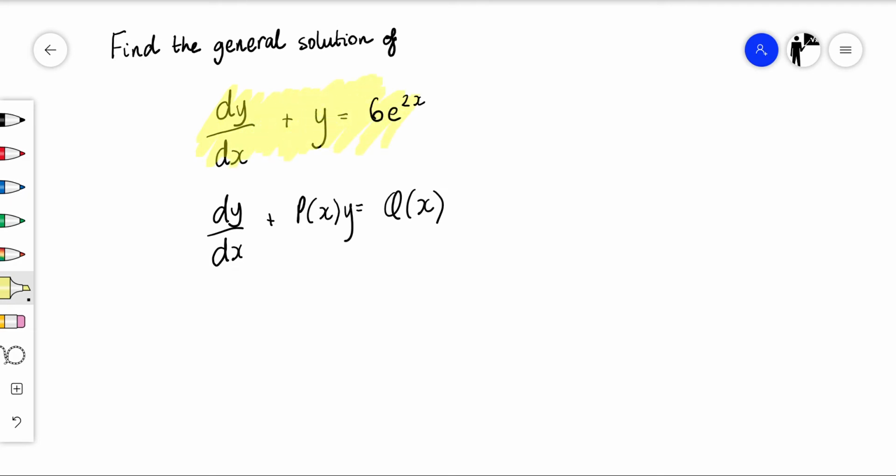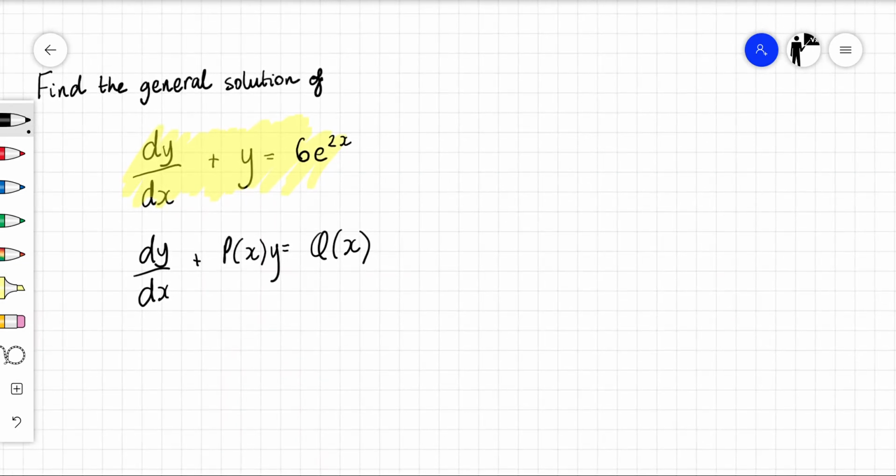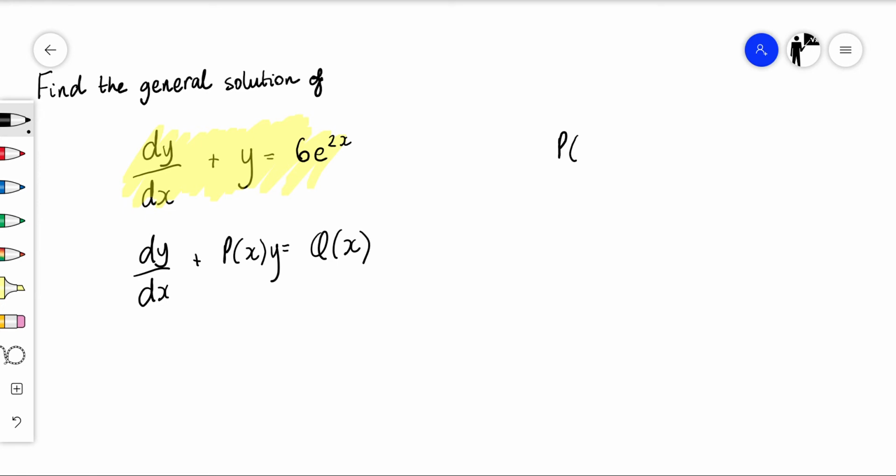So the first thing we need to do is identify what is p of x and what is q of x. I usually like to write that down at the side. P of x is the coefficient of y, the thing that multiplies y. So here p of x is 1, and q of x is going to be 6e to the 2x.